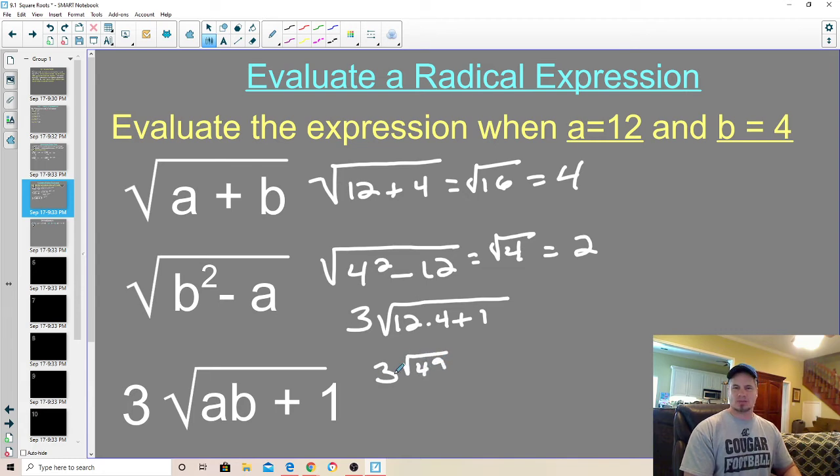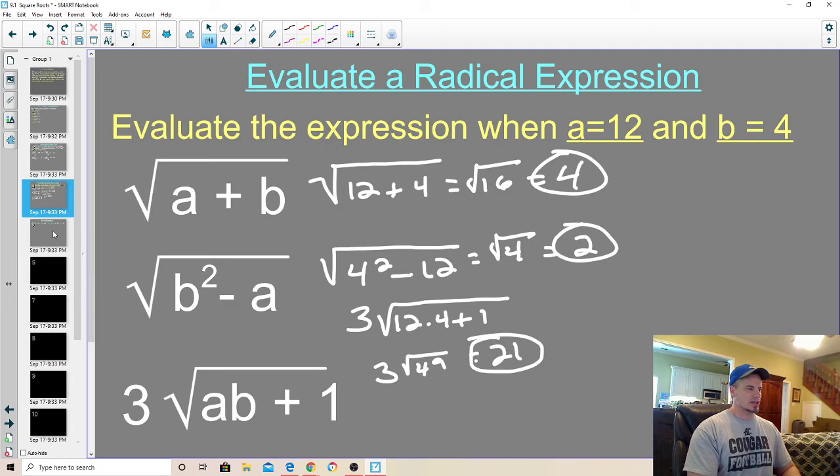Now the multiplication comes after you take the square root. Okay, you have to do the square root first. So the radical first, square root of 49 is 7. 3 times 7 would give you 21. Okay, and our final answer is 21. Okay, and that's how you evaluate when you're substituting numbers. Okay, let's look at the last slide.